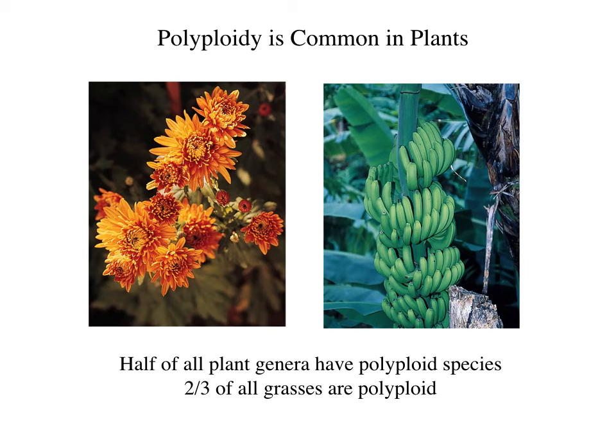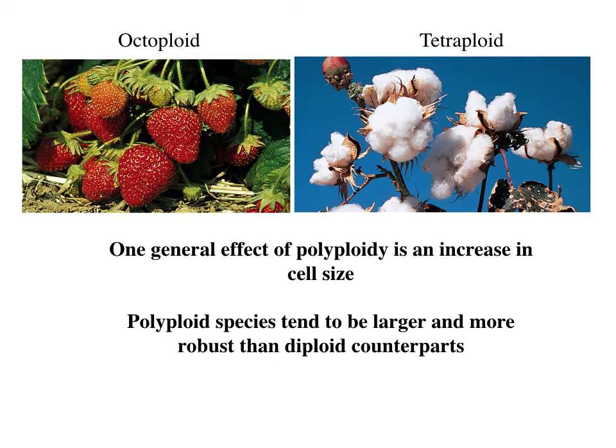If we just generally look at polyploidy in plants, we see that especially in a lot of our food crops, polyploidy is really, really common. About half of all plant genera have some polyploid species within them, and even for the grasses, about 2/3 of all grasses are polyploid. Here you see cotton is actually a tetraploid, strawberries are an octoploid.